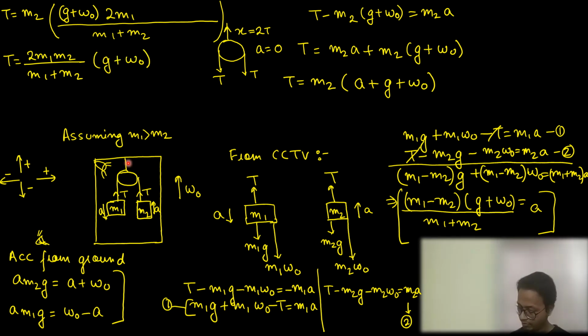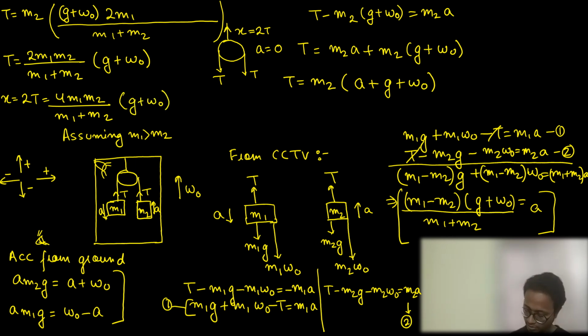Now out here, what is the force? The force out here is 2T, not T, so I have to multiply this entire term by 2. So x is equal to 2T, which is 4 m1 m2 by m1 plus m2 into g plus omega naught. See, one more thing: I have taken this equation and found the value of 2T. If you take the other equation, you will also get the same value. Let's try it out.